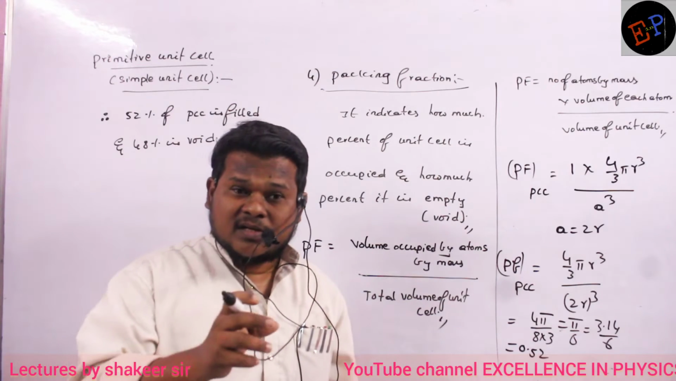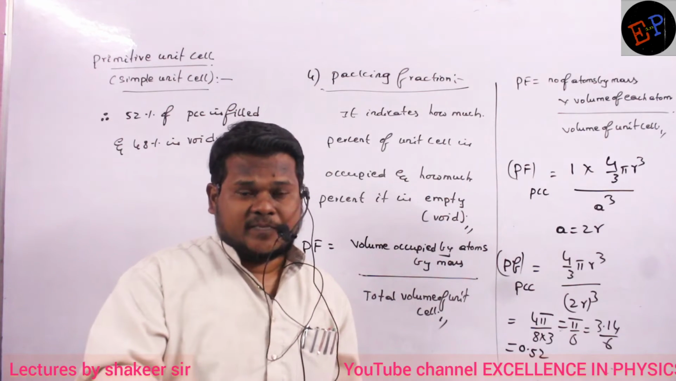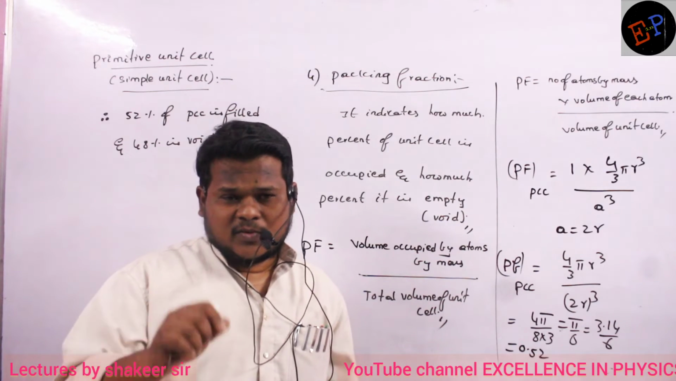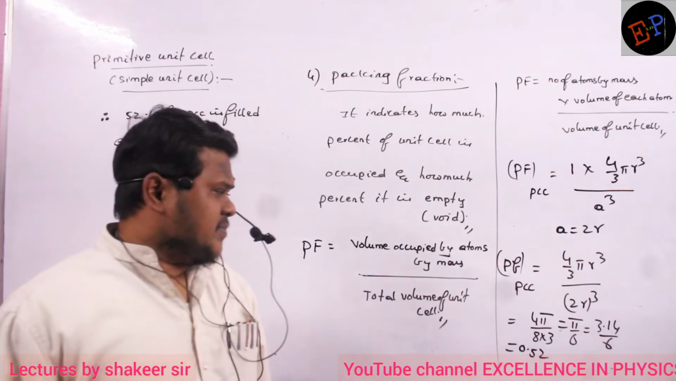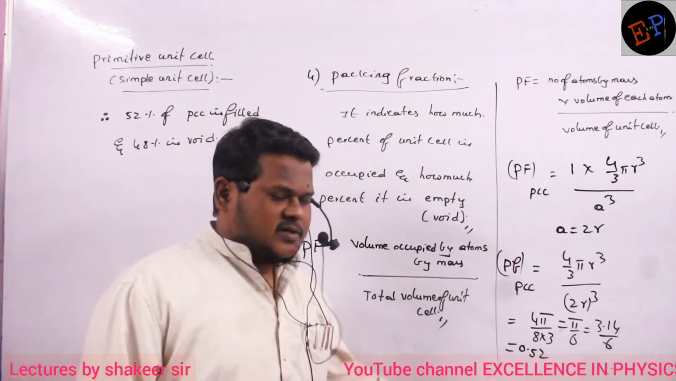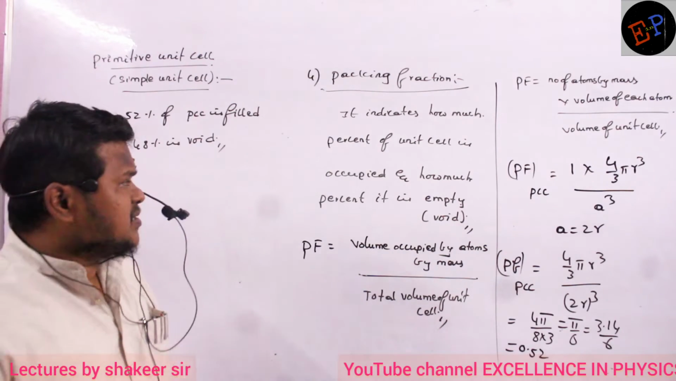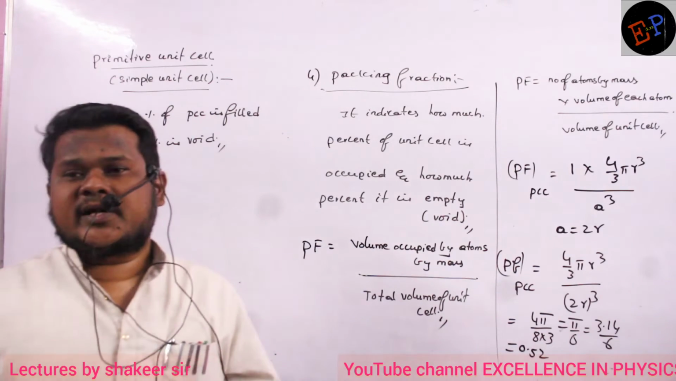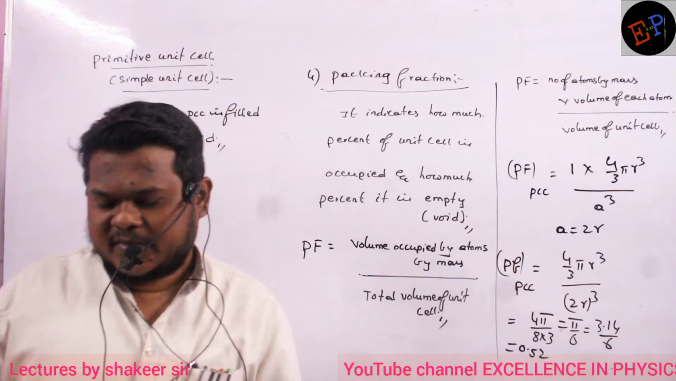Atoms which are only present on the edges, only they will touch. And by mass, how many atoms will be present? Only one atom will be present. And what is the packing fraction I got? Packing fraction is 0.52. In percentage, it is 52%, or 48% is empty. Void space means empty space. Are you able to understand?